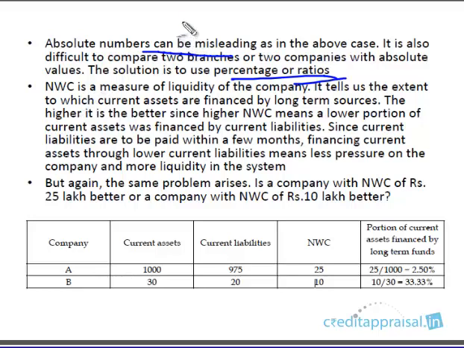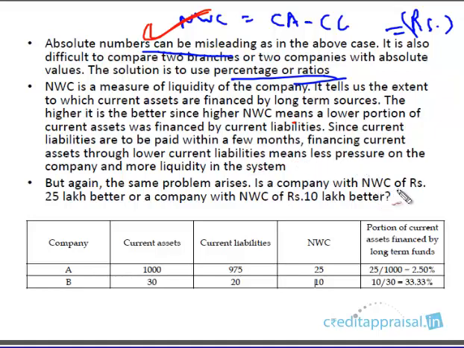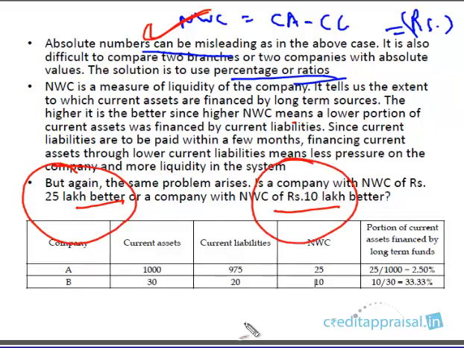Yes, NWC told us the absolute value in rupee terms: the difference between current assets and current liabilities. That is okay. And we have already seen that NWC represents the portion of current assets that is financed by the long-term sources. So everything is fine. But then again we have the same problem, right? Is a company with NWC of 25 lakhs better or NWC of 10 lakhs better? We cannot answer. This is where things will be tricky. Just as in the previous example of two branches, if I were to ask you which is a better NWC, 25 lakhs or 10 lakhs, see these two examples.